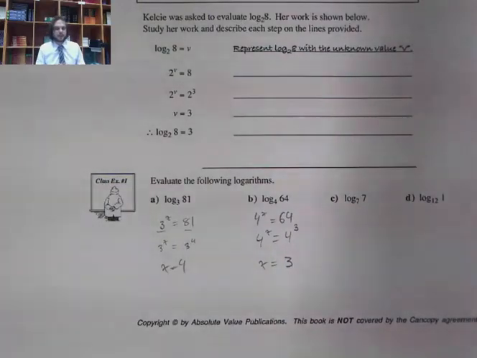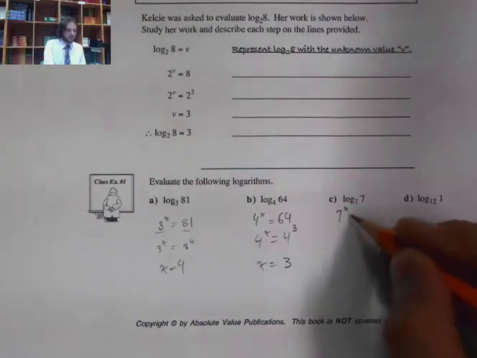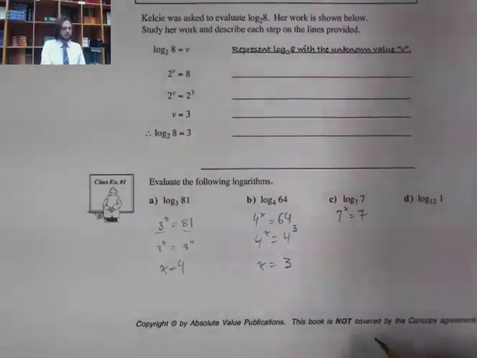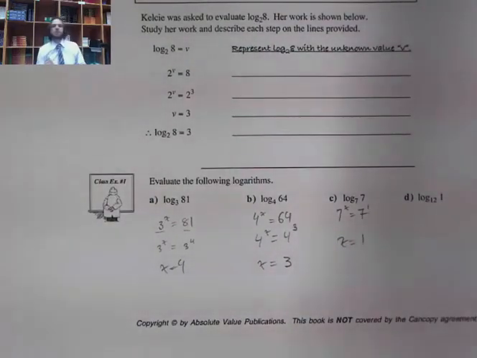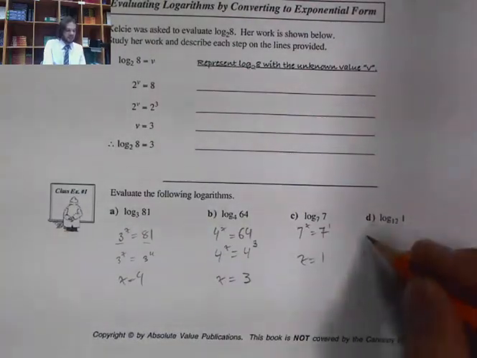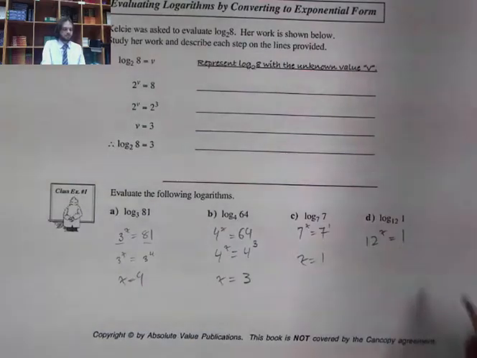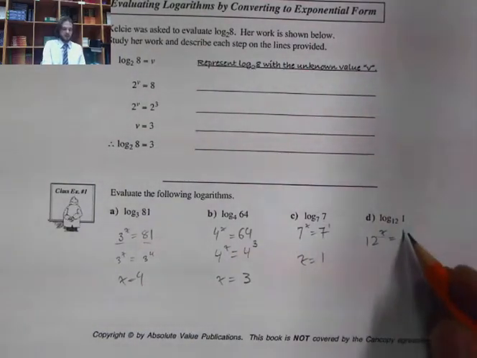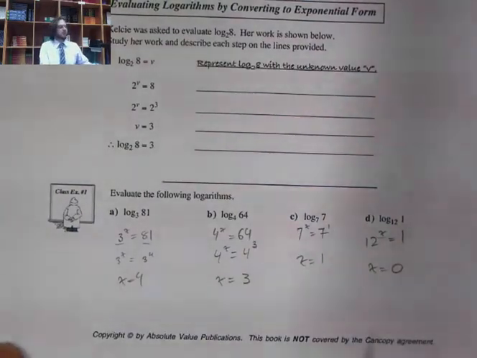Okay, let's take a look at the next one. We have 7 to the power of x is equal to 7. Well, this is 1, so x is equal to 1. That one was very simple. And now the last one. So it looks like an identity to me, so I have 12 to the power of x is equal to 1. Well, what is that magical number x? Well, anything that makes 1 is 0, so x is equal to 0. It's another identity. That one is very simple as well.